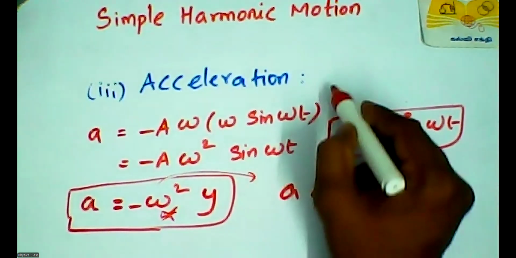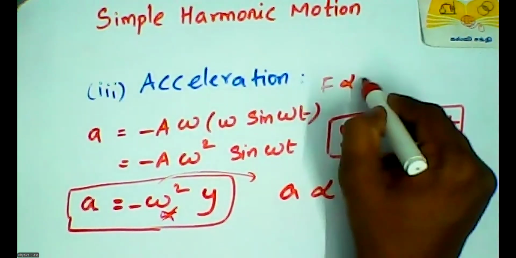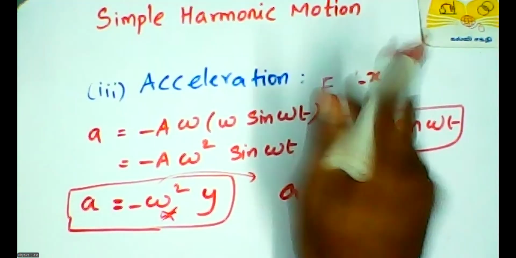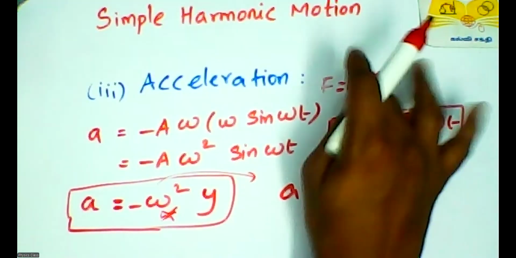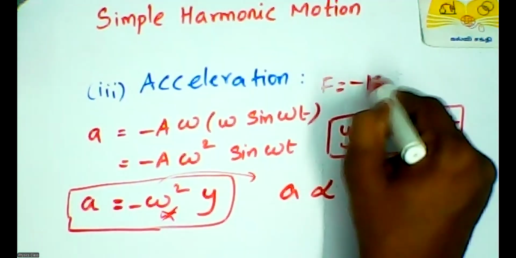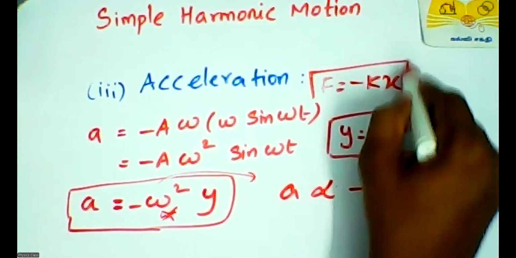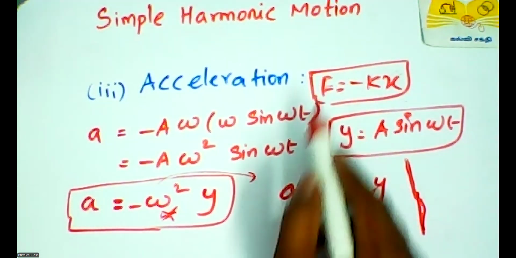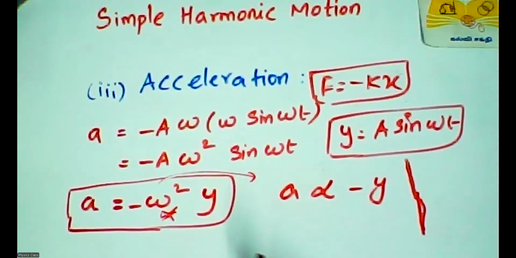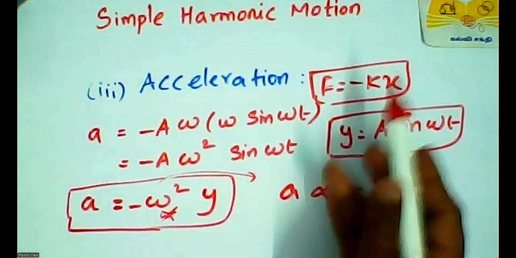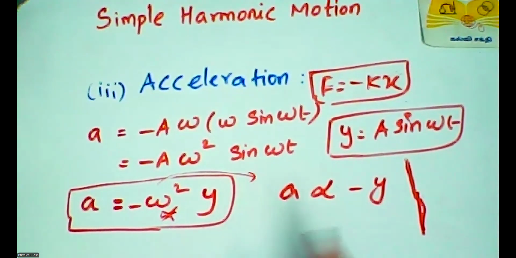So a is directly proportional to minus y. Already I told you F is directly proportional to x or minus x. So we can replace with minus kx, which is the equation of simple harmonic motion. Here force also has an acceleration by Newton's second law, F is equal to ma. So a is directly proportional to x means displacement, here y is displacement. So minus means opposite direction.